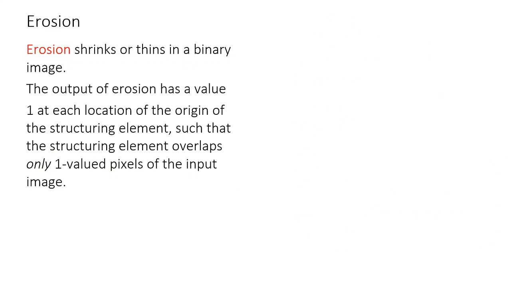So what is erosion? Erosion shrinks or thins. In a binary image, the output of the erosion has the value 1 at each location of the origin of the structuring element, such that the structuring element overlaps only one valued pixels of the input image. So it has to fully overlap with those. So therefore, we can define this A minus circled. A is the image, B is the structuring element, all locations of Z such that there is no reflection, you can see here. Translate the elements of B.